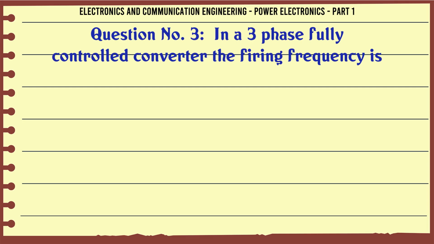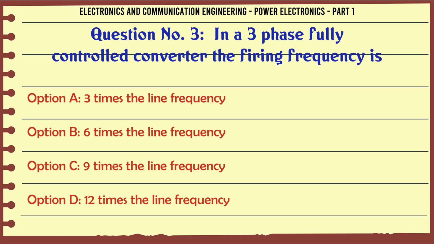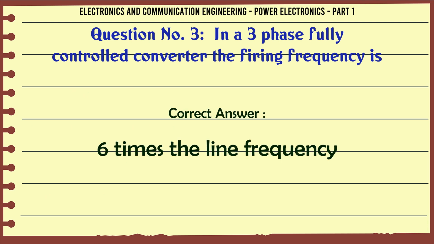In a three-phase fully controlled converter, the firing frequency is A. 3 times the line frequency, B. 6 times the line frequency, C. 9 times the line frequency, D. 12 times the line frequency. The correct answer is 6 times the line frequency.